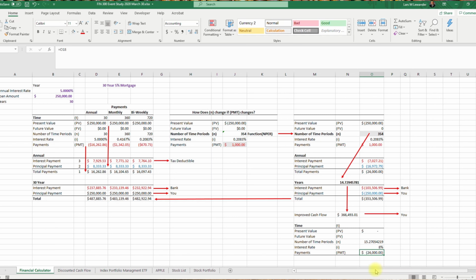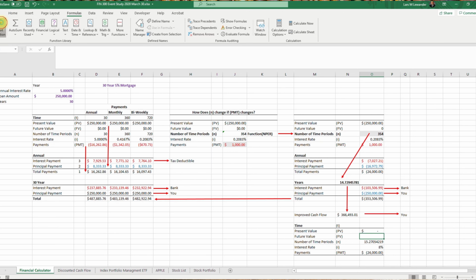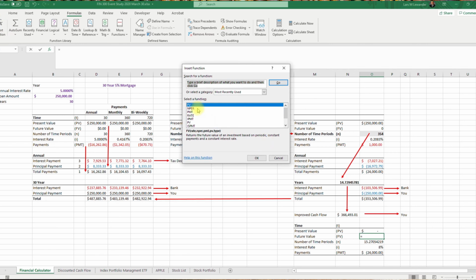Now you might say, well, that's a negative number. Yes, but you're paying it out, and in the future, you'll get some money back. So now we want to figure out what is the future value. In this case, we're going to go to formulas, insert function, and look at future value. And I'm just so lucky it's right there. But you might not be lucky, so I'm going to show you how to do it.